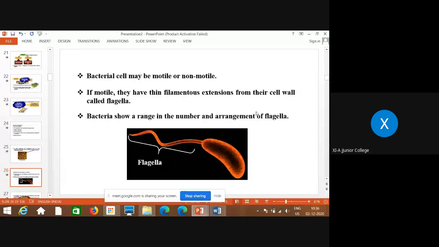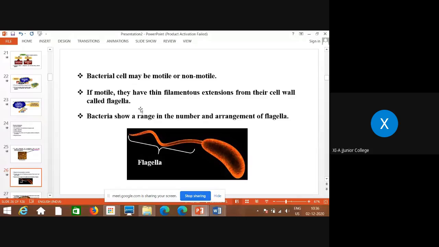Now, one more important point which comes with the bacterial cell or prokaryotic cell is flagella. You can see here this extended part of the cell. This is the main body and this is the extension. That extension is called flagella. So, a bacterial cell may be motile or non-motile. Motile is related to motility, which means movement. When it is moving, it is called motile. When it is not moving, it is called non-motile.